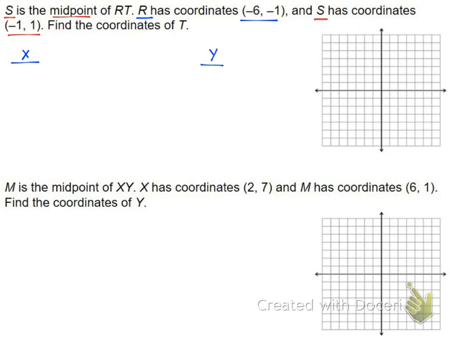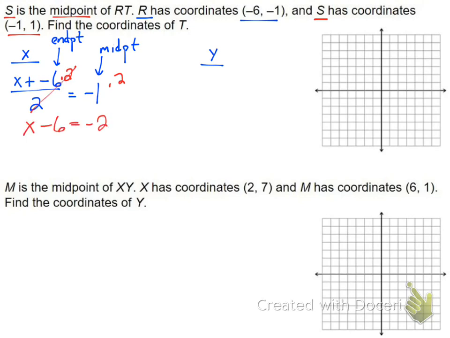So for x, again, the two numbers in the top of my fraction in that formula are going to be my endpoints, so I don't know one of them, and the other endpoint is -6, divided by 2 is equal to my midpoint. The x coordinate of our midpoint is -1. So remember, this is my midpoint, this is my endpoint. To solve this algebraically, I can just multiply both sides by 2. I get x minus 6 is equal to -2. Add the 6 and get x is equal to 4.